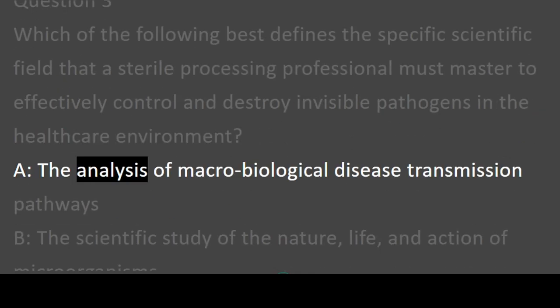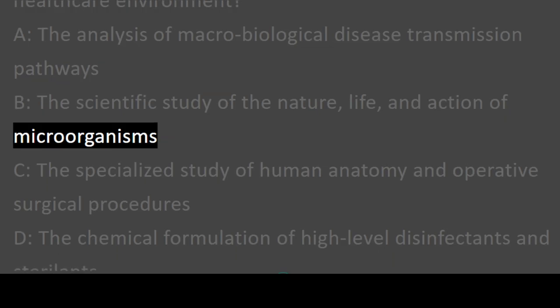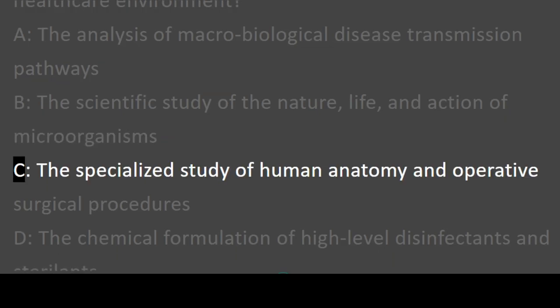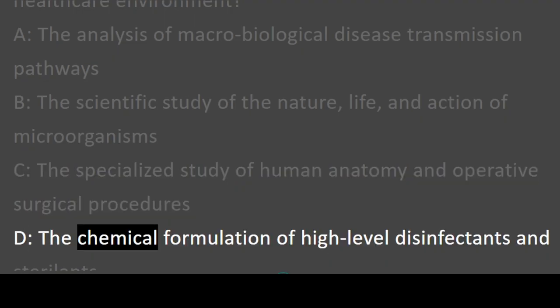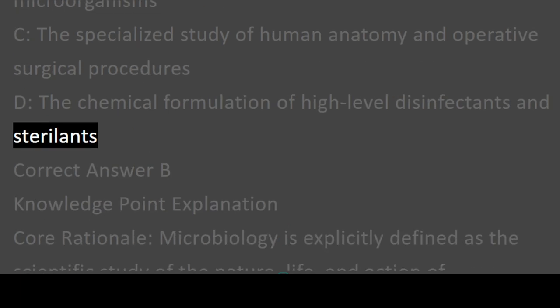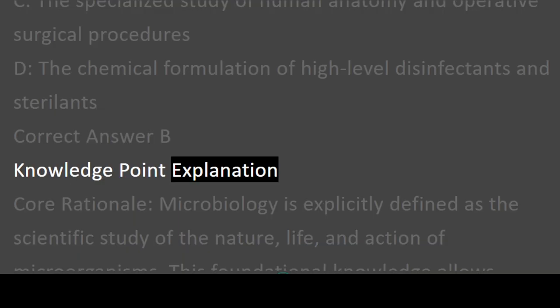A. The analysis of macrobiological disease transmission pathways. B. The scientific study of the nature, life, and action of microorganisms. C. The specialized study of human anatomy and operative surgical procedures. D. The chemical formulation of high-level disinfectants and sterilants. Correct answer B. Knowledge point explanation.